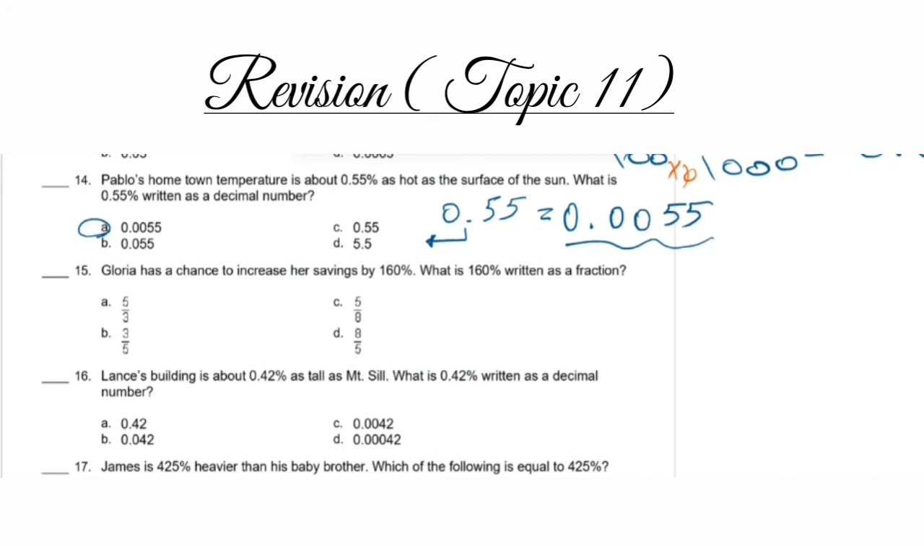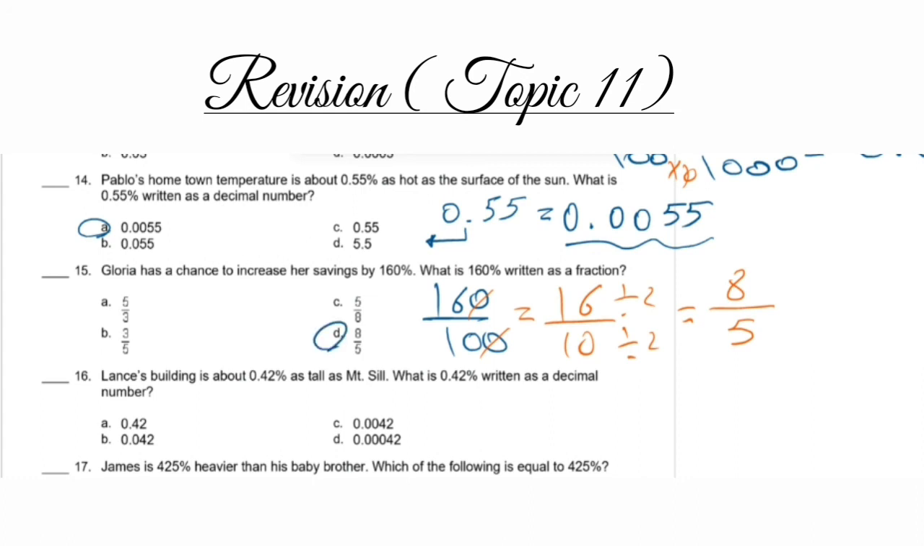Question number 15. Gloria has a chance to increase her savings by 160%. What is 160% as a fraction? So 160 over 100. Simplify this. Remove 0. It will be 16 over 10. Divide by 2. It will be 8/5. So the answer is D.